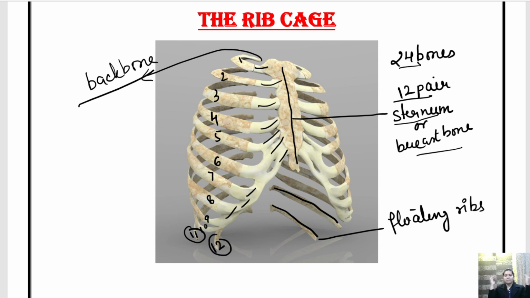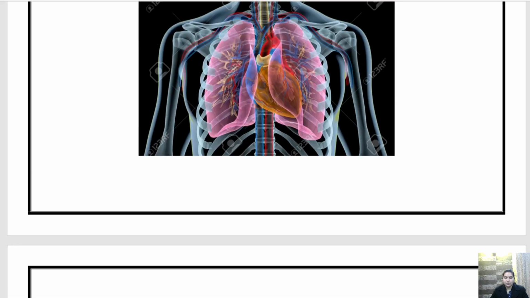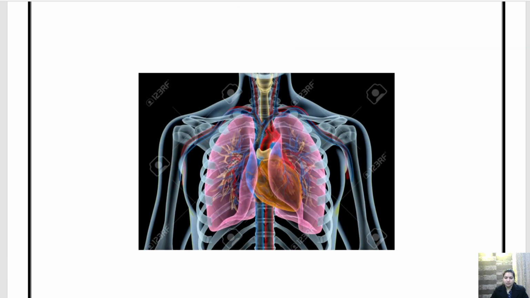पीछे की तरफ से ये backbone से सबके सब attached होती है. And the two pairs, that is 11 and 12, are called floating ribs because they are not attached or fixed in shape, like they are not attached to the sternum or the backbone. Okay, so they are called floating ribs. Clear?